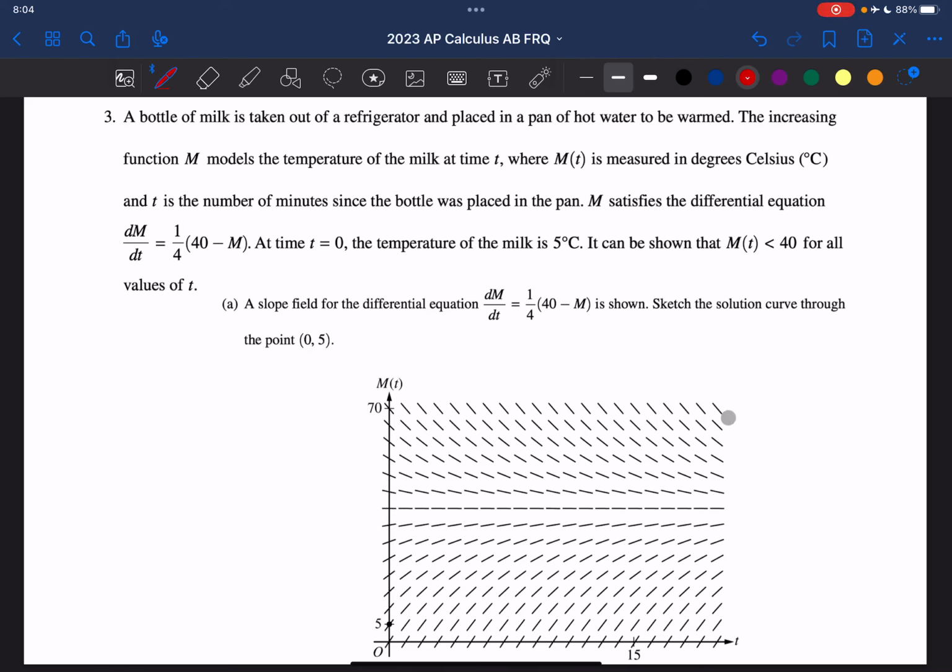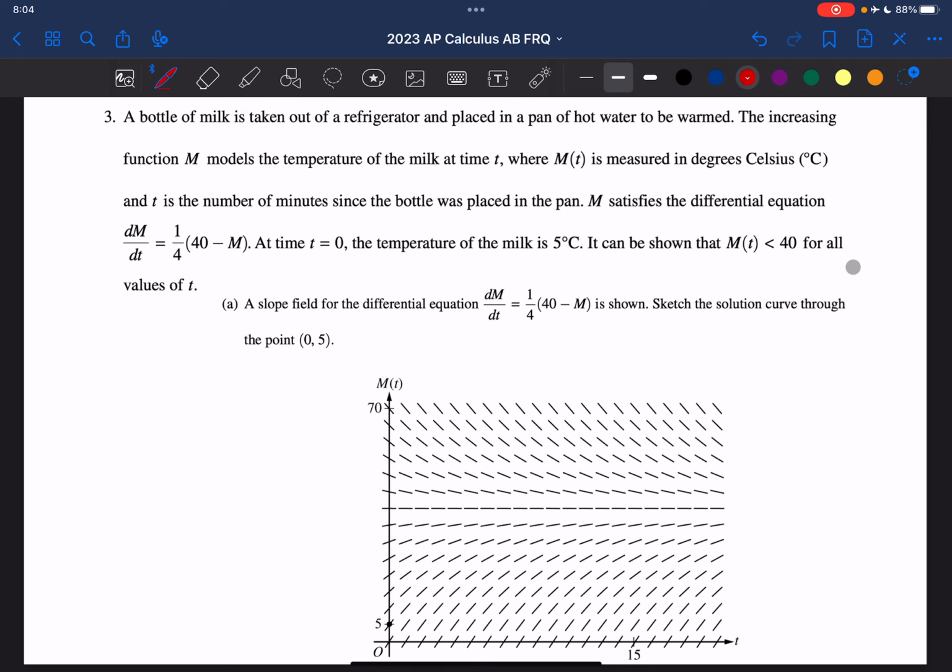So question 3 of the free response says, bottled milk is taken out of the refrigerator and placed in a pan of hot water to be warmed. The increasing function m models the temperature of the milk, where m of t is measured in degrees Celsius, and t is the number of minutes since the bottle was placed in the pan. M satisfies this differential equation here. At time 0, the temperature of the milk is 5 degrees Celsius. It can be shown that m of t is less than 40 for all values of t.